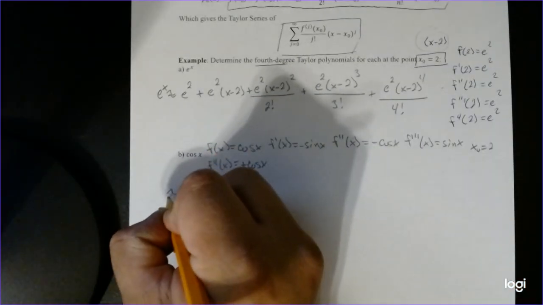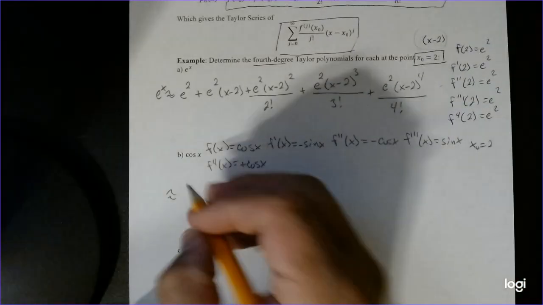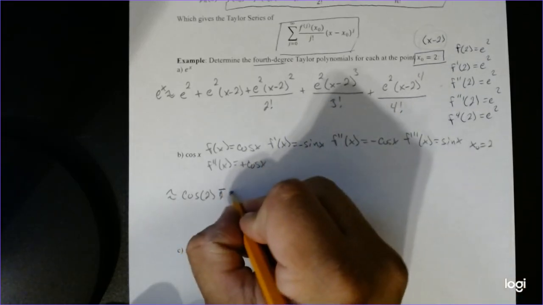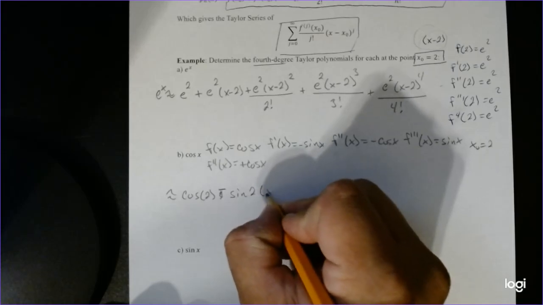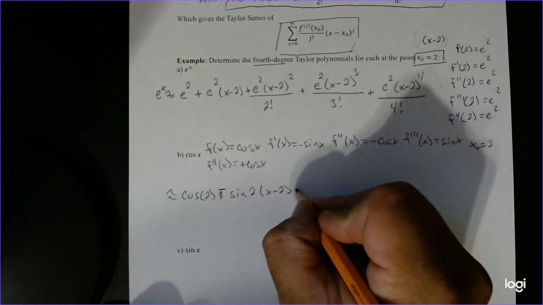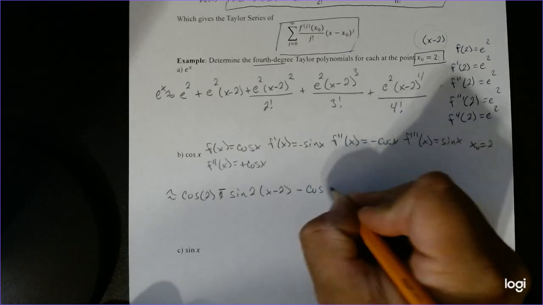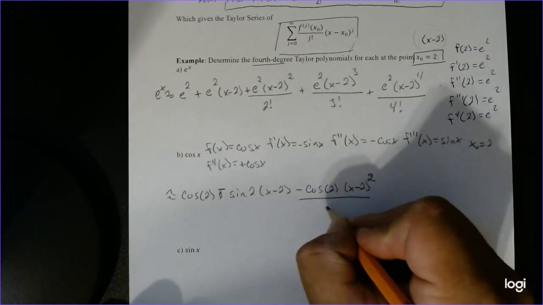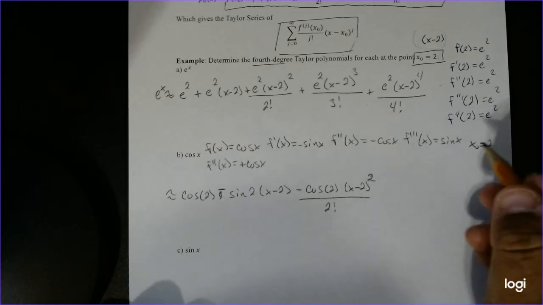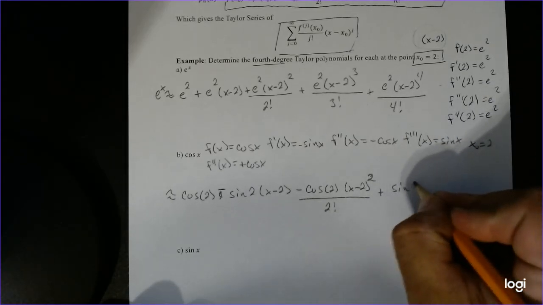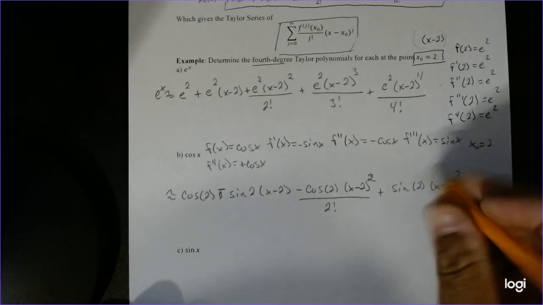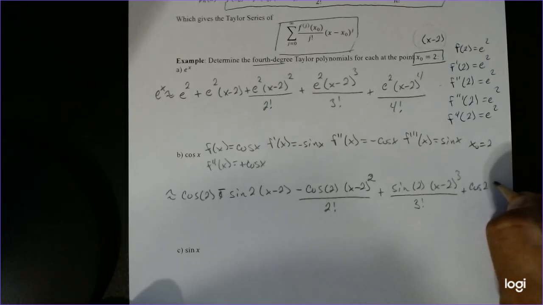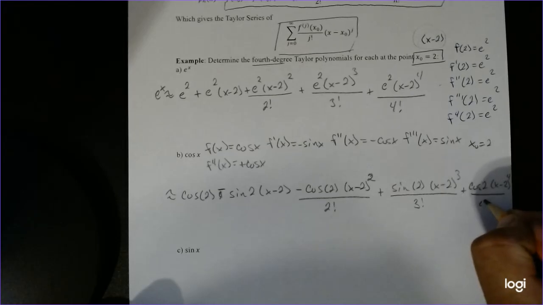So essentially, cosine x is approximated by cosine of 2 minus sine of 2 times x minus 2, minus cosine of 2 times x minus 2 to the second power over 2 factorial, and this is plus sine 2 times x minus 2 to the third power over 3 factorial, and then finally back to cosine. There we go.